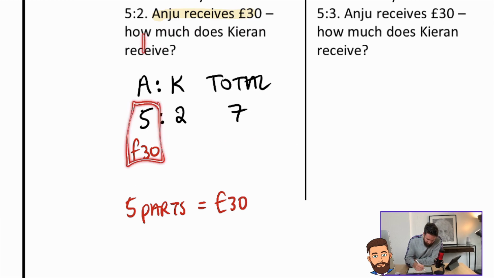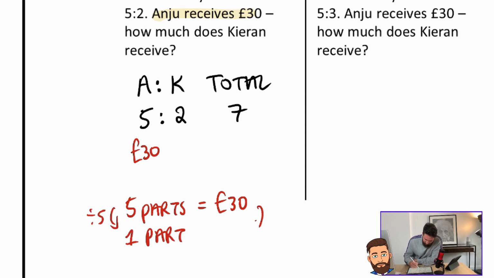And I'm reading that down. 5 parts is 30. So what does that mean 1 part is? Well, that means I need to divide both sides by 5 using the method I just explained earlier. So 1 part must be 6. How many 5s go into 30? 6. 1 part is £6. So how much does Kieran receive? £12. Okay, so £12 is the answer for that.